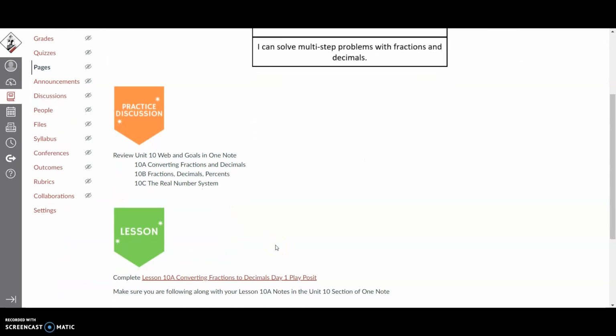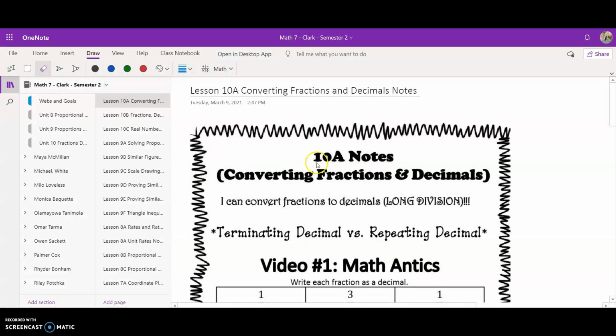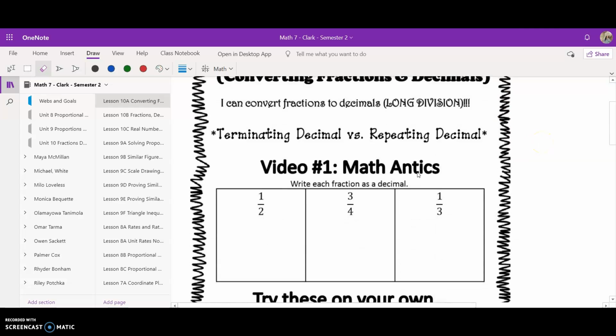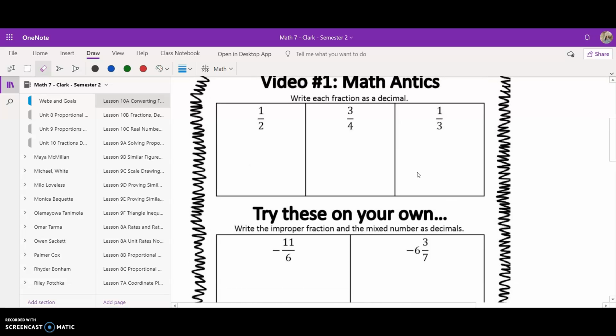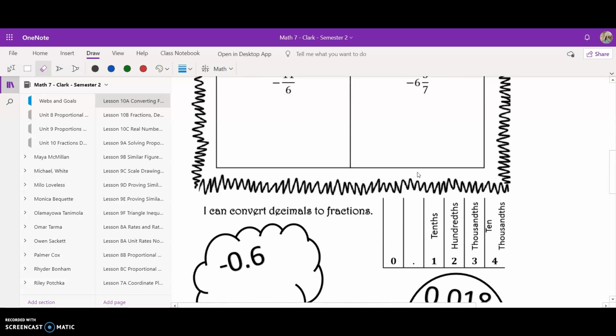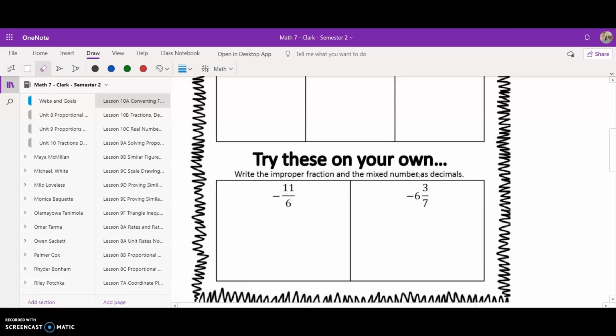Second thing we're doing today is our lesson. So you click right here for this day 1, play, pause it. Make sure you're following along with your notes that are in your OneNote that look like this. So they're lesson 10A notes, converting fractions and decimals. We are just going to spend today looking at these 5 questions, and then the rest of these notes we will do next time we are in class.